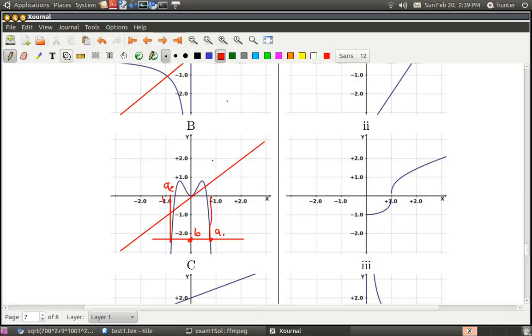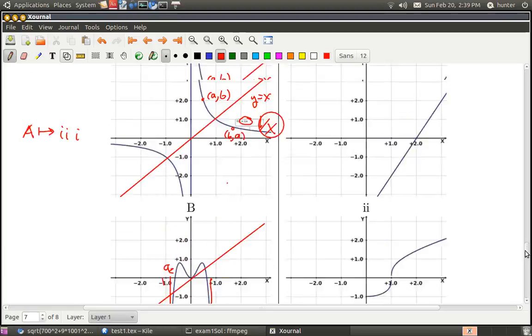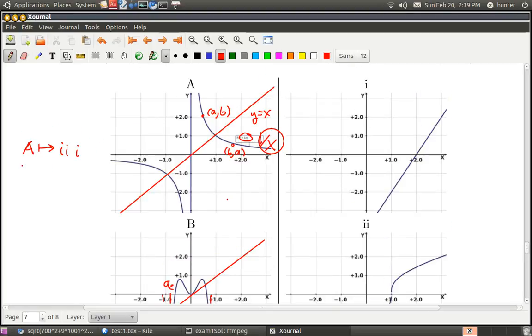So if we were to do the inverse, where is B going to get sent back to? Right? It's either A1 or A2, but it's ambiguous. And so the inverse of B does not exist. So B gets matched to 4 here, which is does not exist. So B goes to 4, or B equals does not exist.